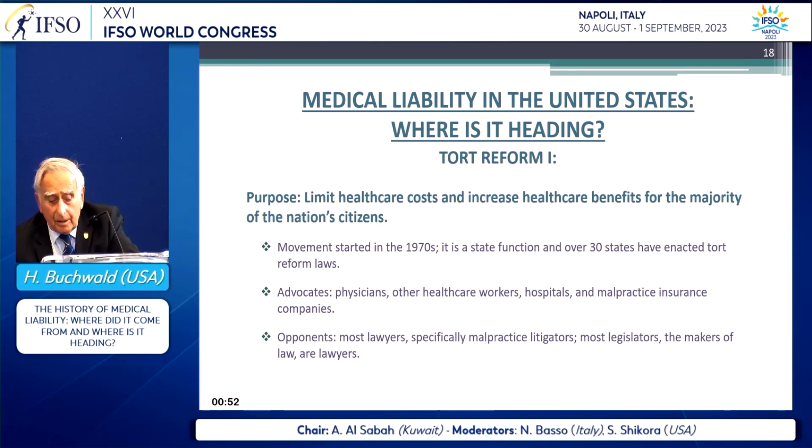The movement started in the 1970s. It is a state function in the United States. 30 states have enacted tort reform laws. It's not a federal function. The advocates are, of course, physicians, other healthcare workers, hospitals, and malpractice insurance companies. The opponents are most lawyers, specifically malpractice litigators, and most people in Congress because they're lawyers.